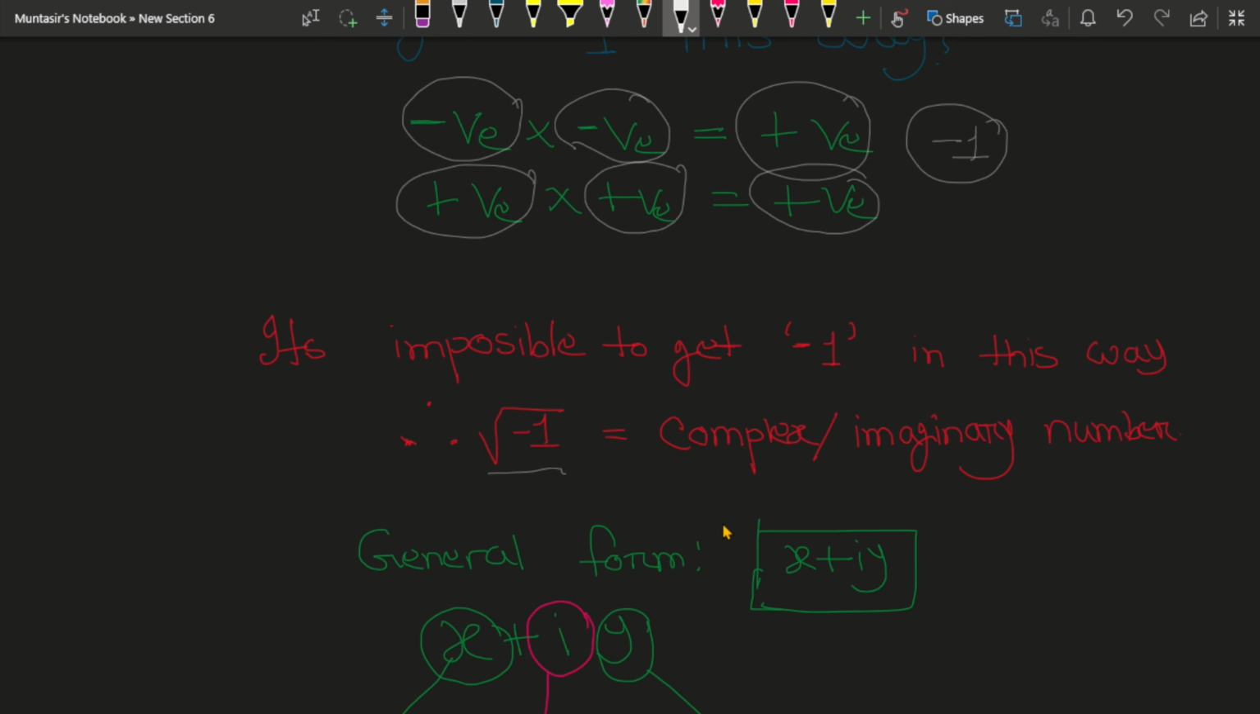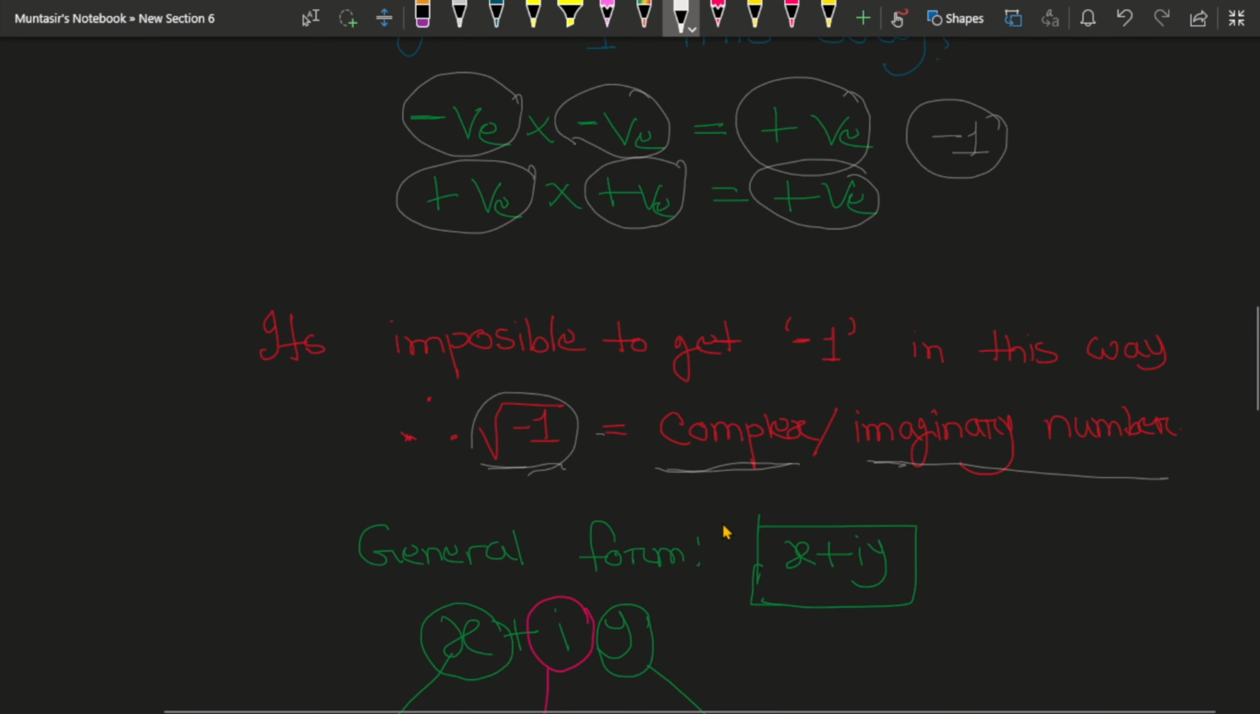So we imagine the answer. We say it's an imaginary number, and we don't know the answer of root over -1. So we call it a complex number. This root over -1 is the basis of all complex numbers. We will find it in the following.